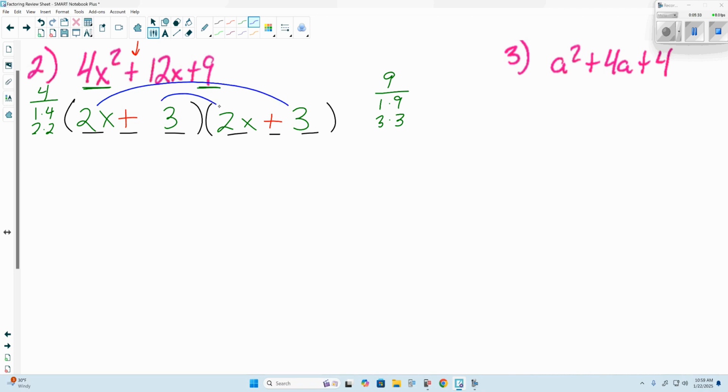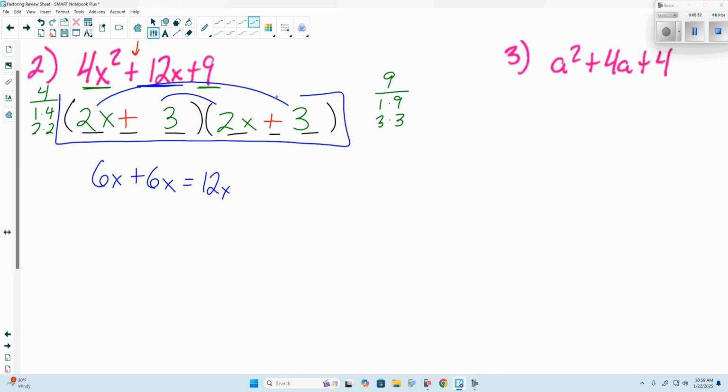We really need to pick just one of the factors of 4, one of the factors of 9, plug them in, because our last step after we plug them in is to check to see if we get the middle term. 2x times 3 is 6x. 3 times 2x is positive 6x. And 6x plus 6x gives us positive 12x.